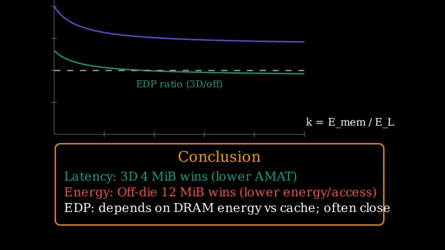For energy delay product, the winner depends on how expensive main memory energy is relative to an L3 access. When main memory energy is high, the strong latency win from the 3D option can overcome its higher energy per access. When main memory energy is low, the off-die cache can be better overall. In short, 3D stacked 4 MB L3 beats the 12 MB off-die L3 on latency. Energy is worse, and the combined energy delay product can favor 3D if memory energy dominates.